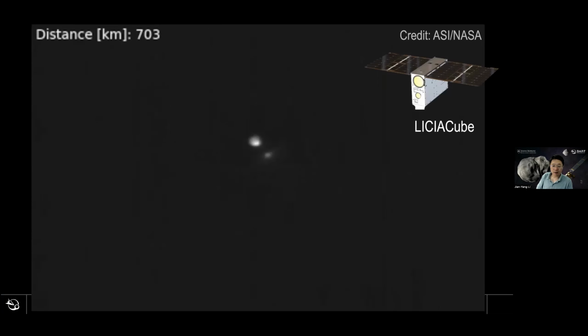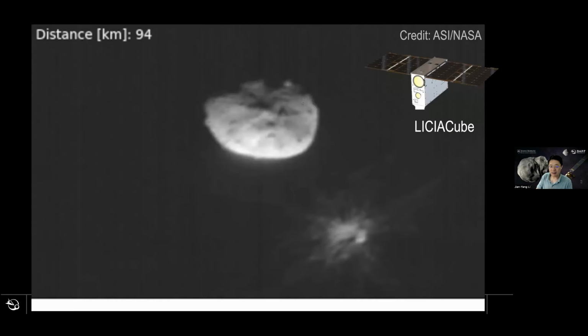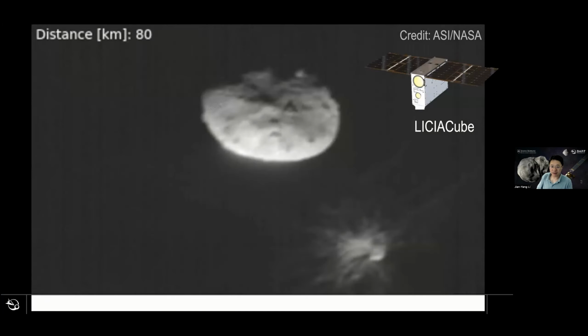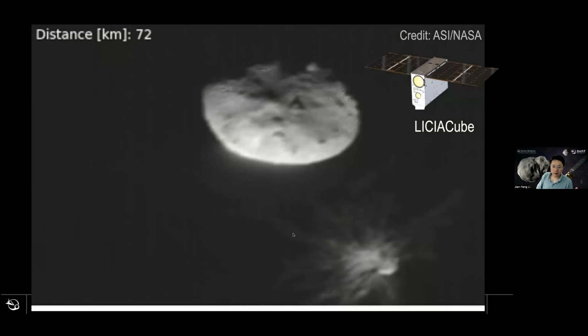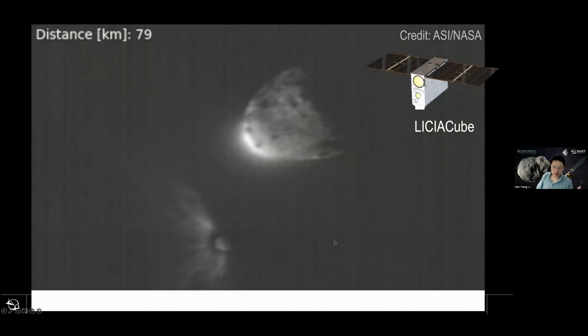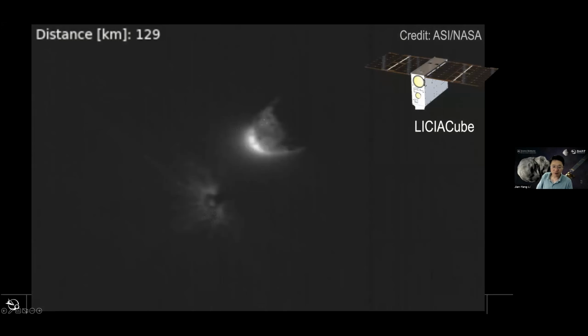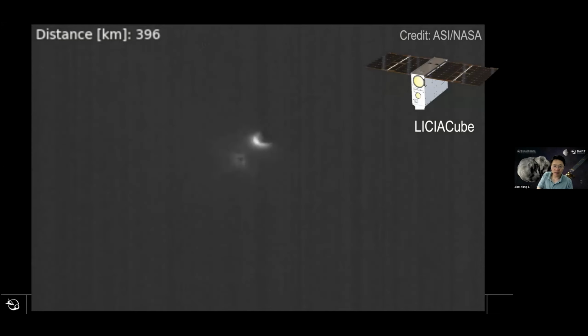Now, if we look at later images, these images were taken by LICIACube as LICIACube flew past the target from the side. I need to explain the geometry of these images, otherwise you won't be able to know what you're looking at. So let's wait until I look back.